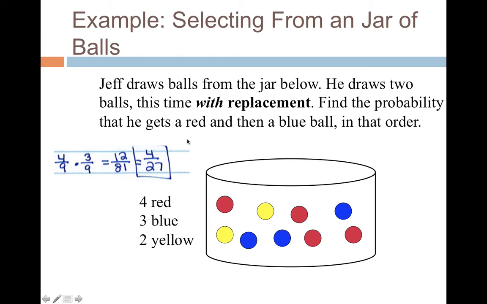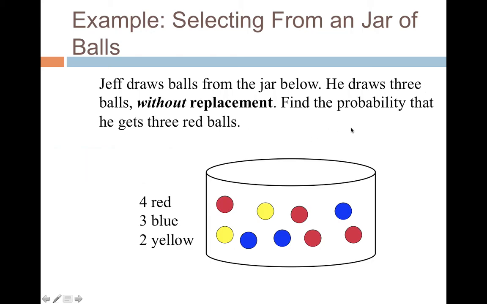So let's take a look at another one. Same jar, 4 red, 3 blue, 2 yellow balls. But now I'm going to do 3 without replacement, and I want to find the probability that we get all 3 red balls. So it's still a compound event. I'm drawing 3 balls out. I'm just going to multiply all of those. Without replacement tells me that I'm in a dependent situation, so my denominator should be changing.